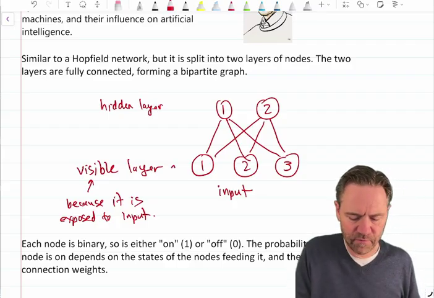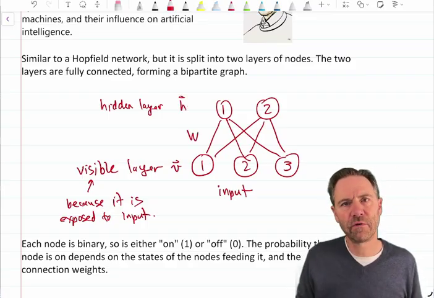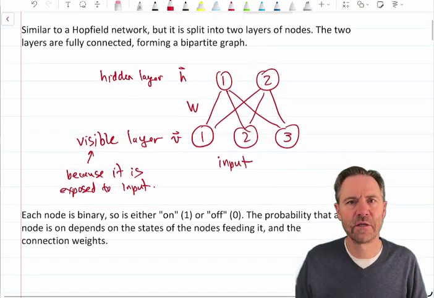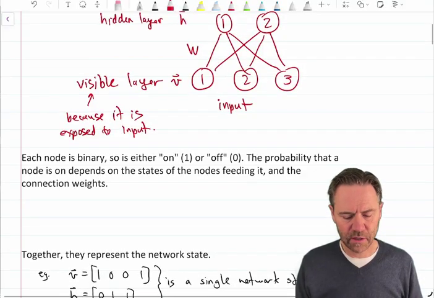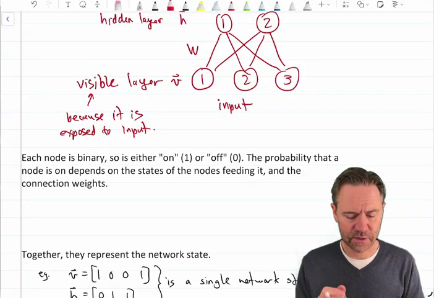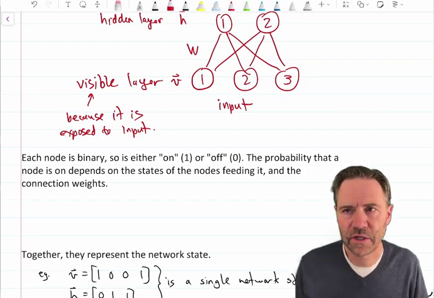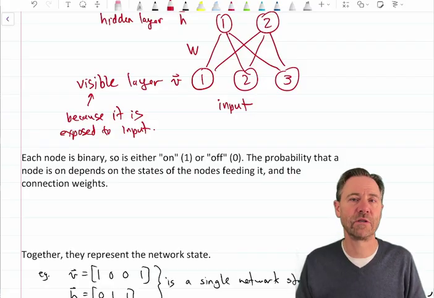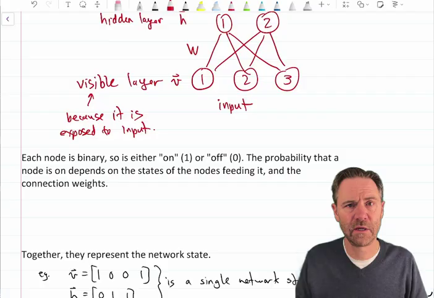I'll refer to the visible layer as V, a vector V, and the hidden layer as H. And the connections between them I'll refer to as W. Okay, so now we have the stage set. Let's look at how these things operate. Each node in an RBM is either on, 1, or off, similar to a Hopfield network. The probability that a node is on depends on the states of the nodes feeding into it, just like a Hopfield network.